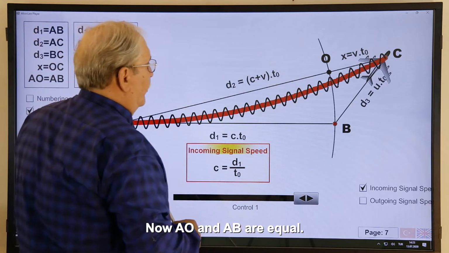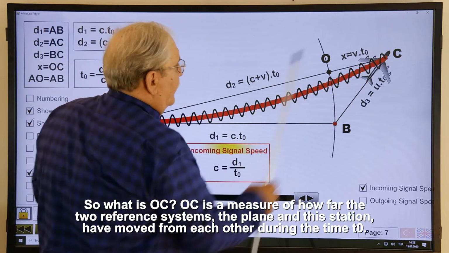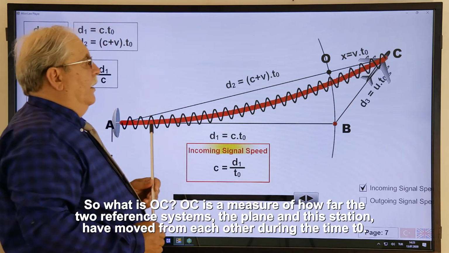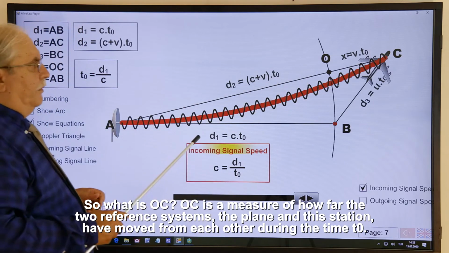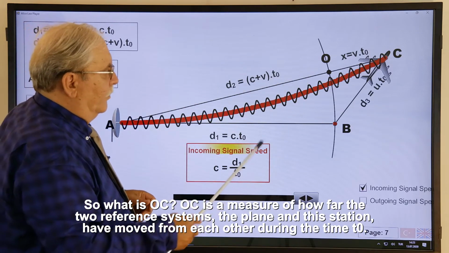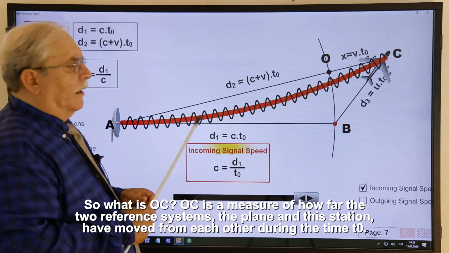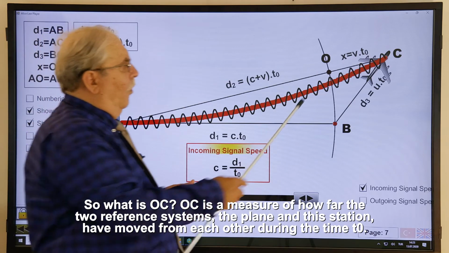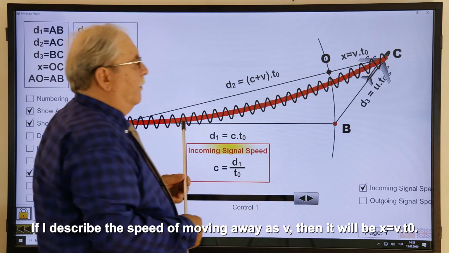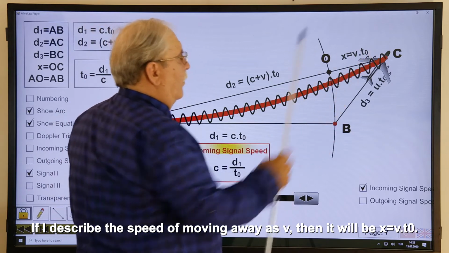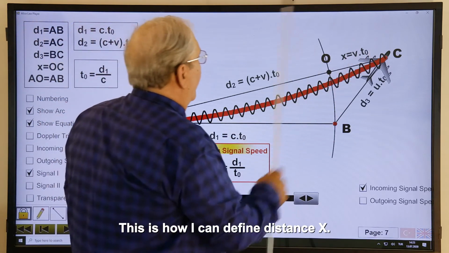So what is OC? OC is a measure of how far the two reference systems, the plane and this station, have moved from each other during the time t0. If I describe the speed of moving away as v, then it will be x equals vt0. This is how I can define distance x.